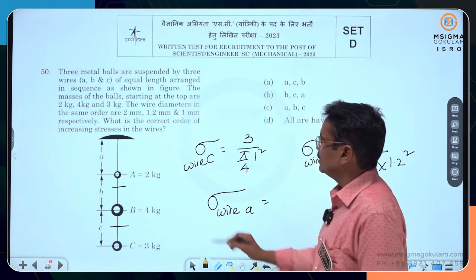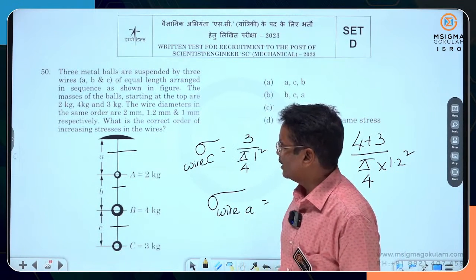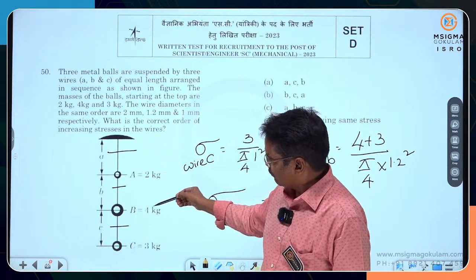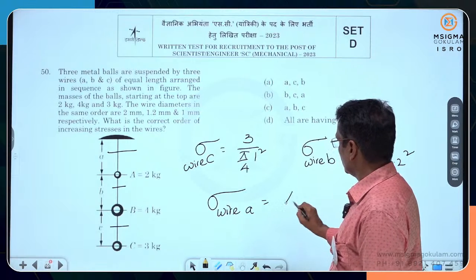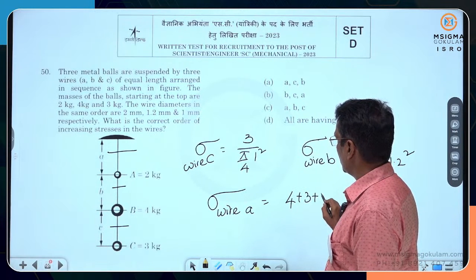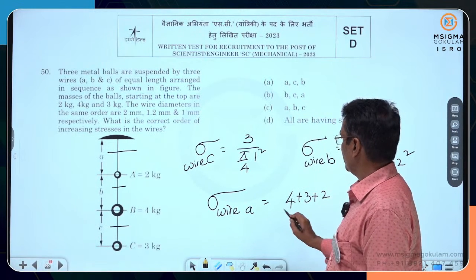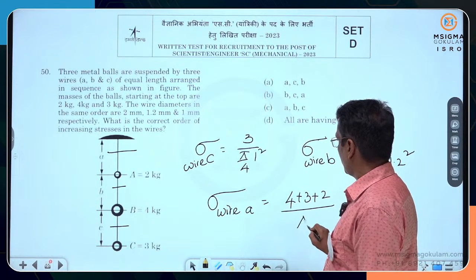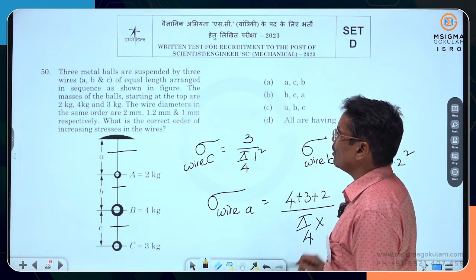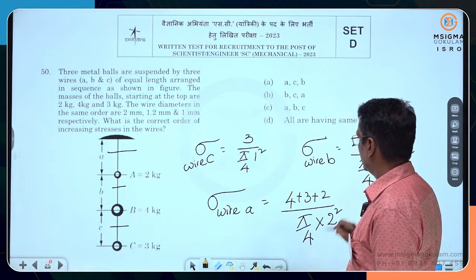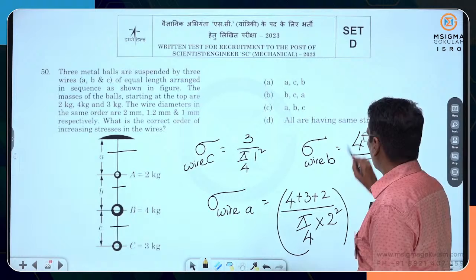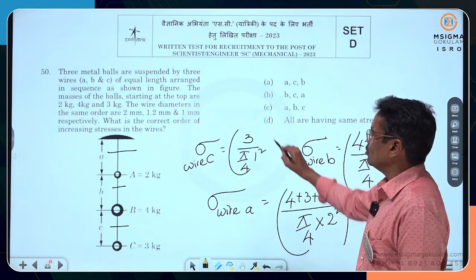If you just take the section here, what is the total load acting? 4 plus 2 plus 3, 6 plus 3, 9. So (4 plus 3 plus 2) divided by pi by 4 times 2 square. Now we can easily calculate which stress is more and which stress is lesser.